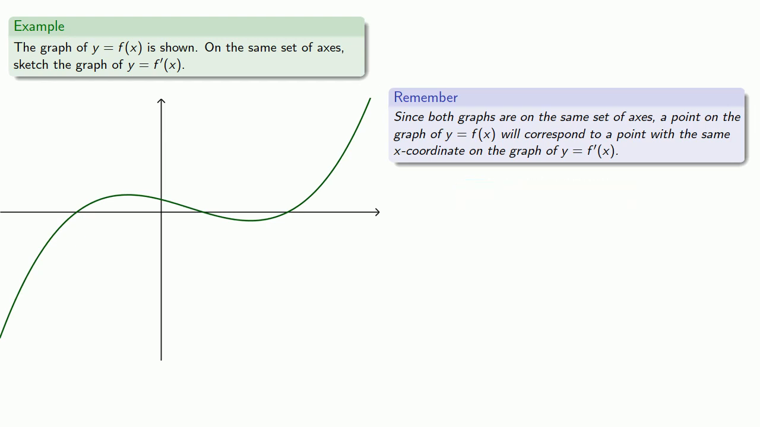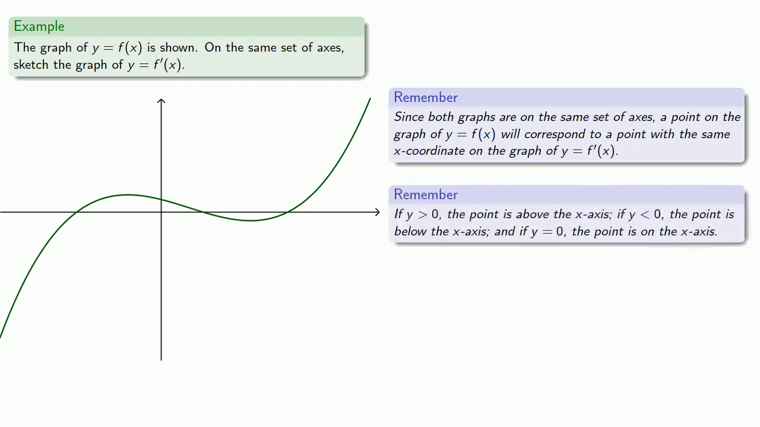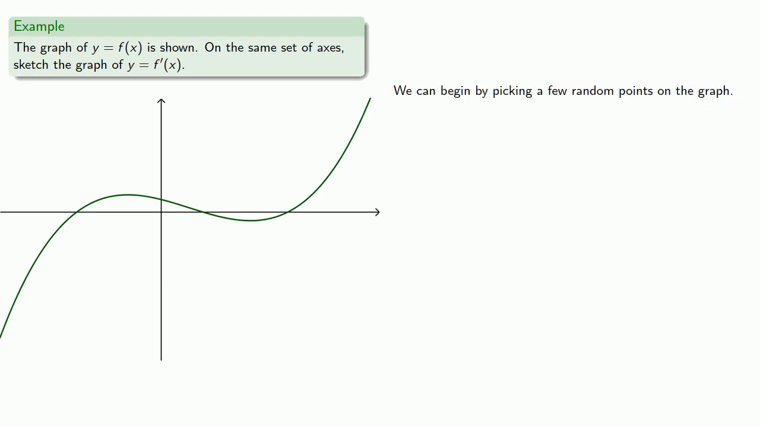The other thing to remember is that if y is greater than 0, the point is above the x-axis. If y is less than 0, the point is below the x-axis. And if y is equal to 0, the point is on the x-axis. We can begin by picking a few random points on the graph, then draw the tangent lines. It may help to pick one point to start with. So let's start with the starting point here, A.